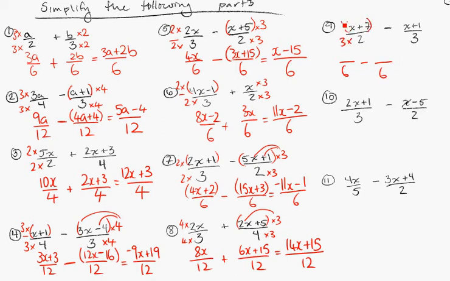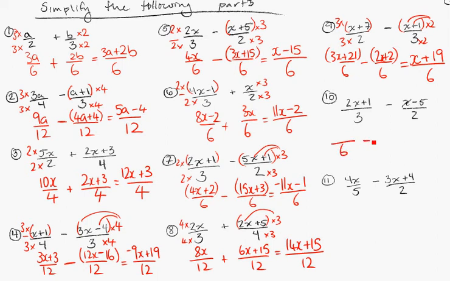Putting in the brackets, 3x plus 21. Putting in the brackets, 2x plus 2. Put in the brackets again if you like, all over 6. Gathering up the like terms, 3x minus 2x is 1x. 21 minus 2 would be plus 19.